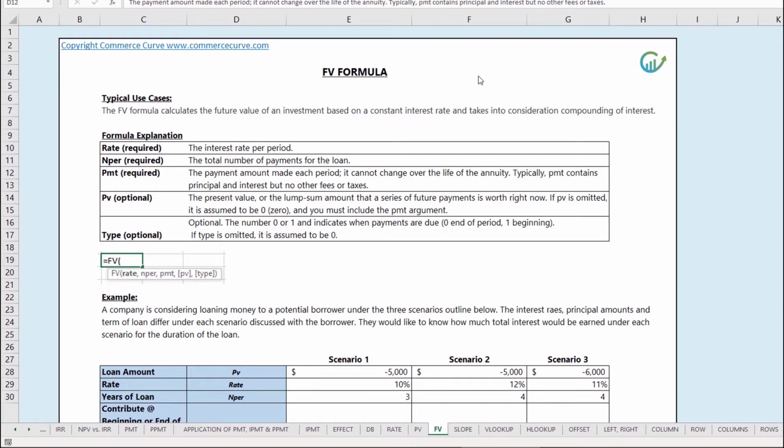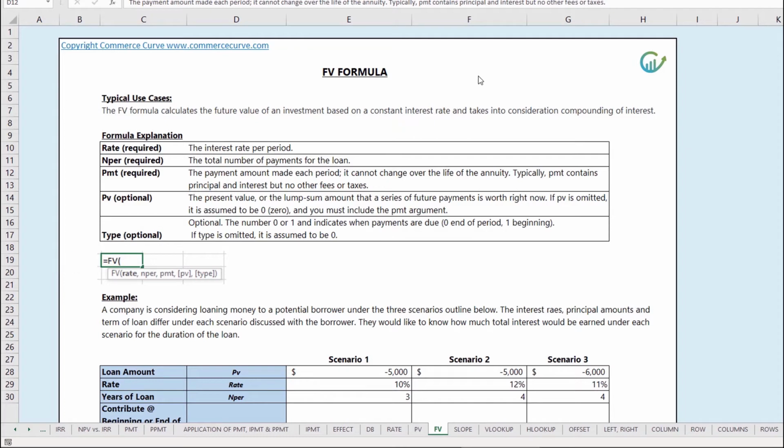The PV is the present value or the lump sum amount that is required in terms of the series of future payments and what it's worth right now. The type is also an optional field, and that's equal to either 0 or 1. That depends on whether the payments are required at the beginning or the end of the period, which affects the present value and the future value for these types of loan or investment calculations. So as you can see, the future value formula in Excel is equal to FV, and then we use open parentheses. We put in the rate, the NPER, so the number of payment periods. We put in the payment amount, and we put in the present value and type. Those 2 are optional fields.